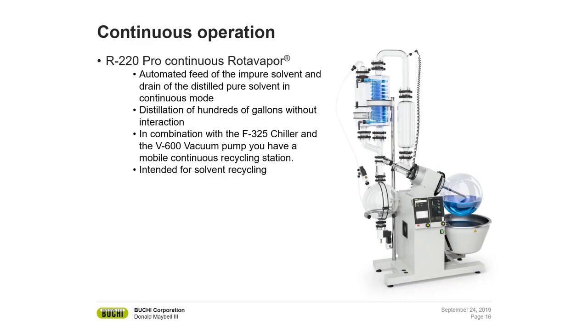The next thing I want to go over is the continuous operation. So we do have a continuous model Rotavapor. It's the R220 Pro Continuous, and this is more tailored for solvent recycling. The difference between this and a regular unit is you have a number of valves that allow the receiving flask to automatically drain, and it allows you to automatically fill the evaporation flask. It's a completely automated process for solvent recycling, so that especially after post chromatography, you can clean up all that solvent and possibly reuse it for extraction or other processes within your workflow.